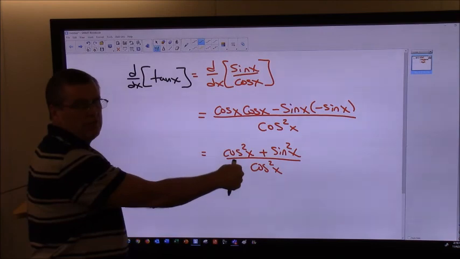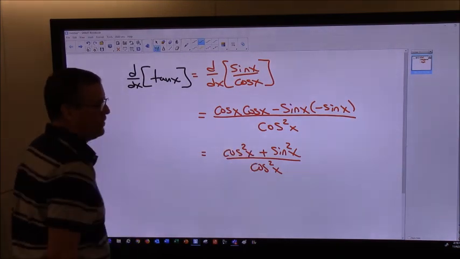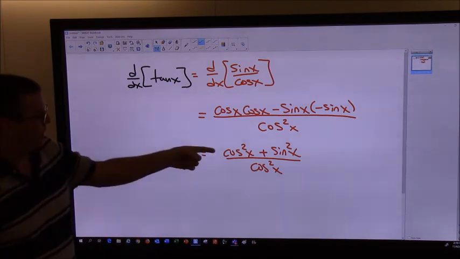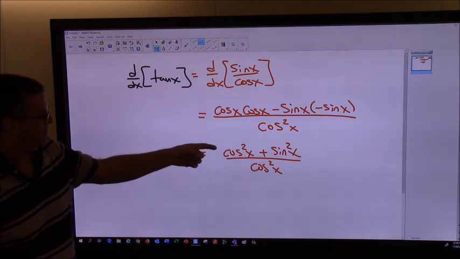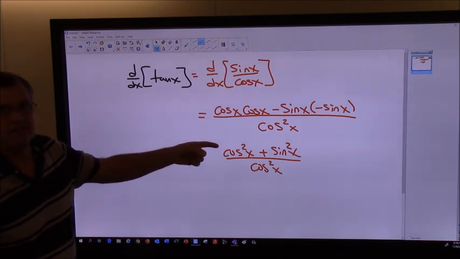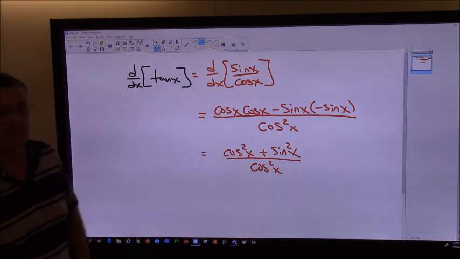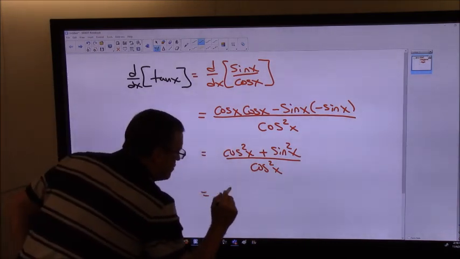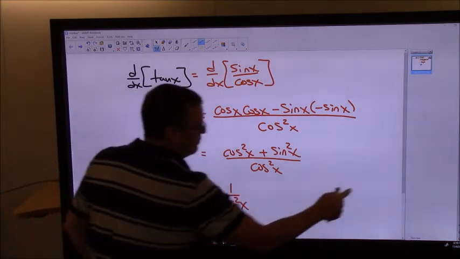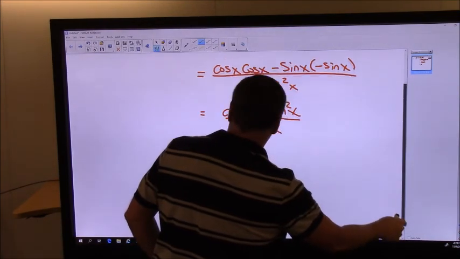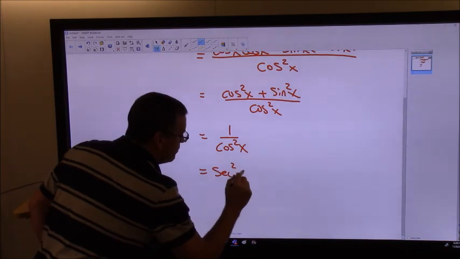Don't think about canceling those, right? Because you can't cancel something that's being added or subtracted to something else. But we do recognize what's in the numerator. That's a Pythagorean identity, right? Sine squared of x plus cosine squared of x, that equals 1. And so that means I've got 1 over cosine squared of x, which is equal to a secant squared of x.